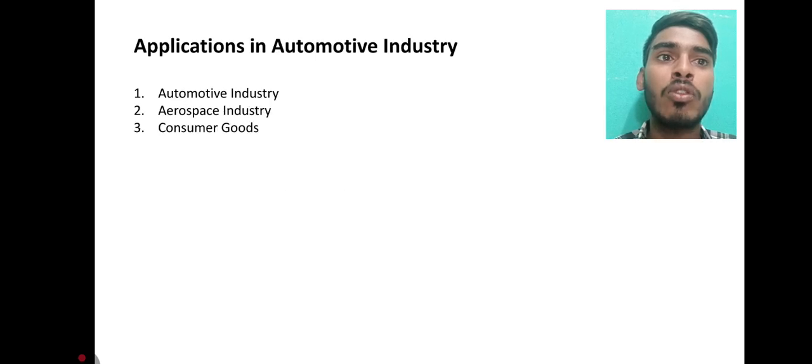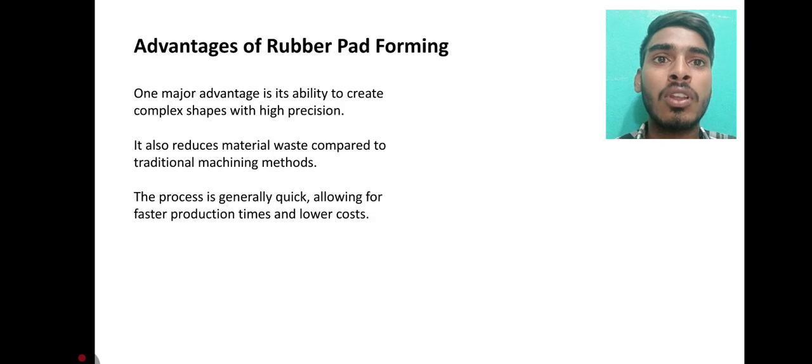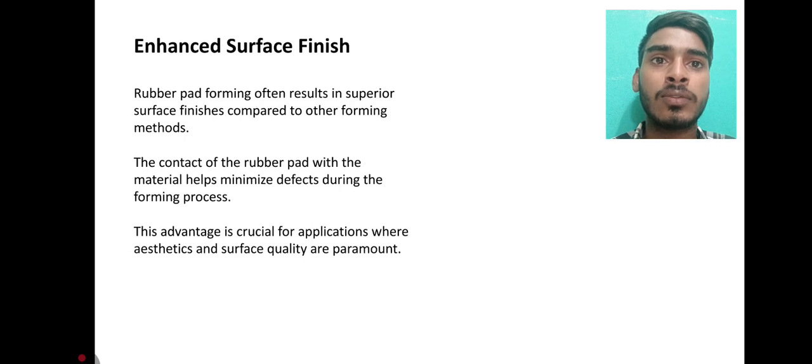Applications in automotive industries, aerospace industries, and consumer goods. Advantages of rubber pad forming. One major advantage is the ability to create complex shapes with high precision. It also reduces material waste compared to traditional machining methods. The process is generally quick, allowing for faster production time and lower cost.